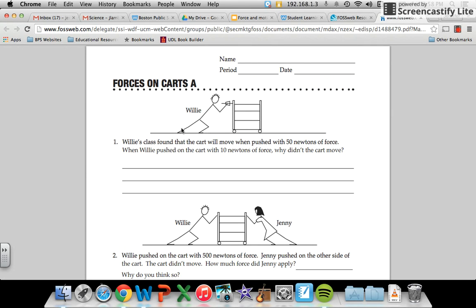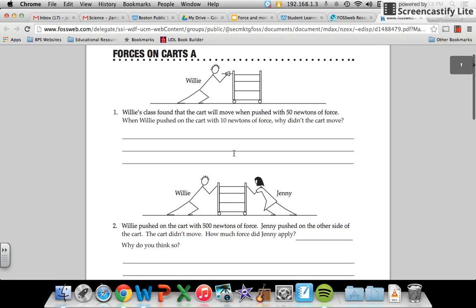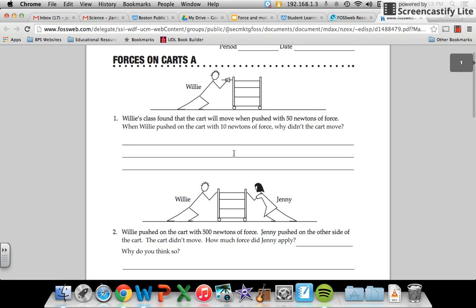So here we have Willie's class found that the cart will move when pushed with 50 newtons of force. Okay, so the idea of that is that Willie has overtaken the force of friction. So he's pushing with more force than the table is pushing back on him, and that's why the cart was able to move. Now, when Willie pushed the cart with only 10 newtons of force, the cart didn't move because the amount he was pushing was not enough to overcome the frictional force of the cart.